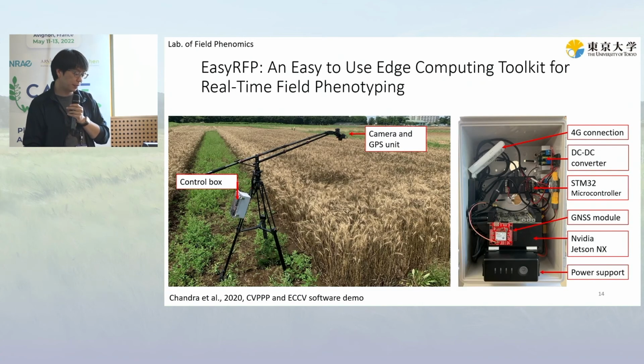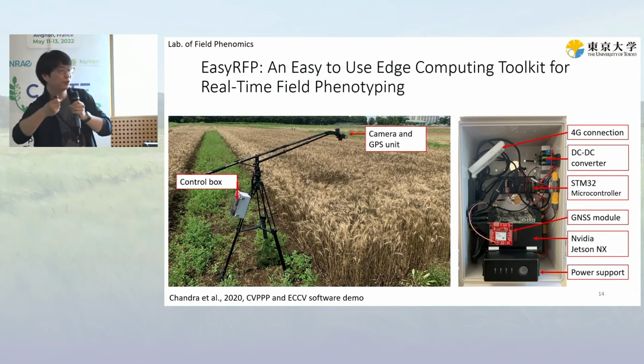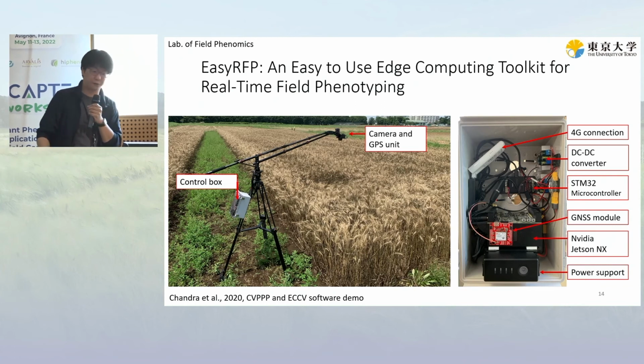So we had this thing 2 years ago. It's called EasyRFP. But it's actually not so easy. I will tell you why it's not so easy. But basically, it has everything that we would like to have inside this box. And my thought would be, if I bring this to the trials, for each plot, I just bring it to each plot and get the phenotypic traits that I would like to have.